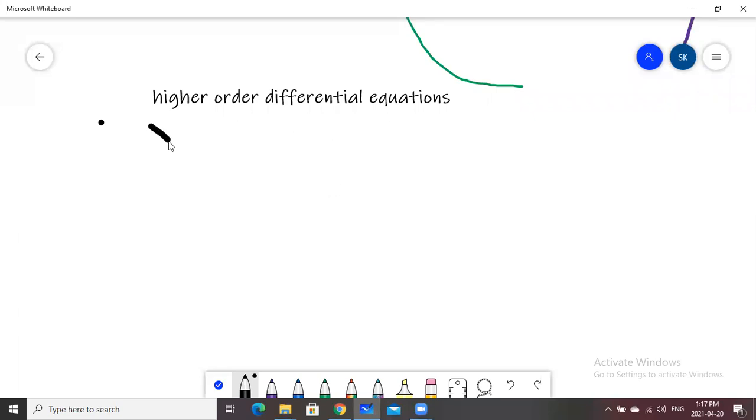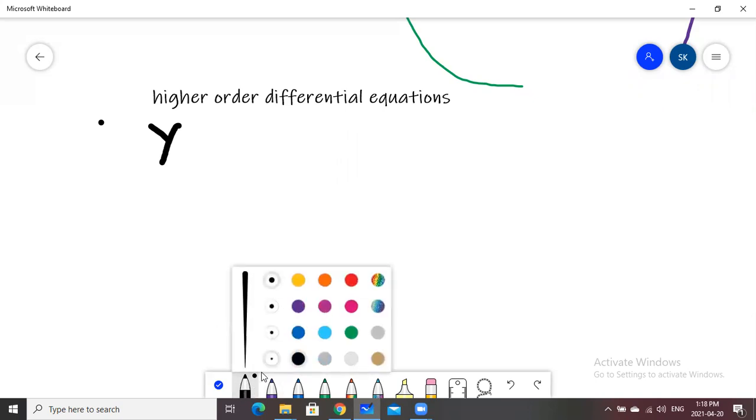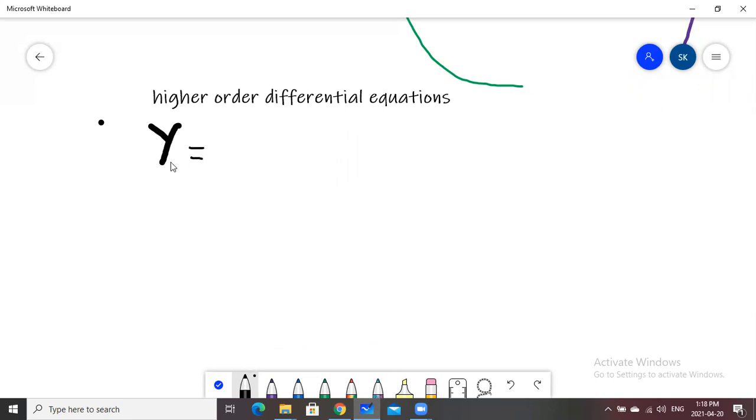Now, suppose we have a variable, income, denoted by y. The rate of change of y is known as the first order derivative of that variable with reference to any other independent variable, whereas the rate of change of the variable income is referred to as the higher order differential equation of this variable income.